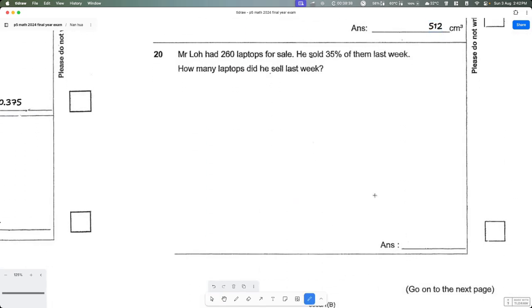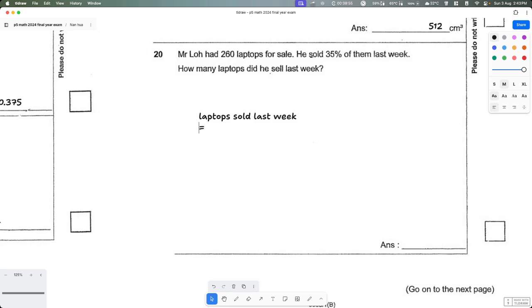Question number 20. Mr. Low had 260 laptops for sale. He sold 35% of them last week. How many laptops did he sell last week? So laptops sold last week is equal to 260, and he sold 35%. Which is basically 260 multiplied by 35 over 100. So this is what it looks like.